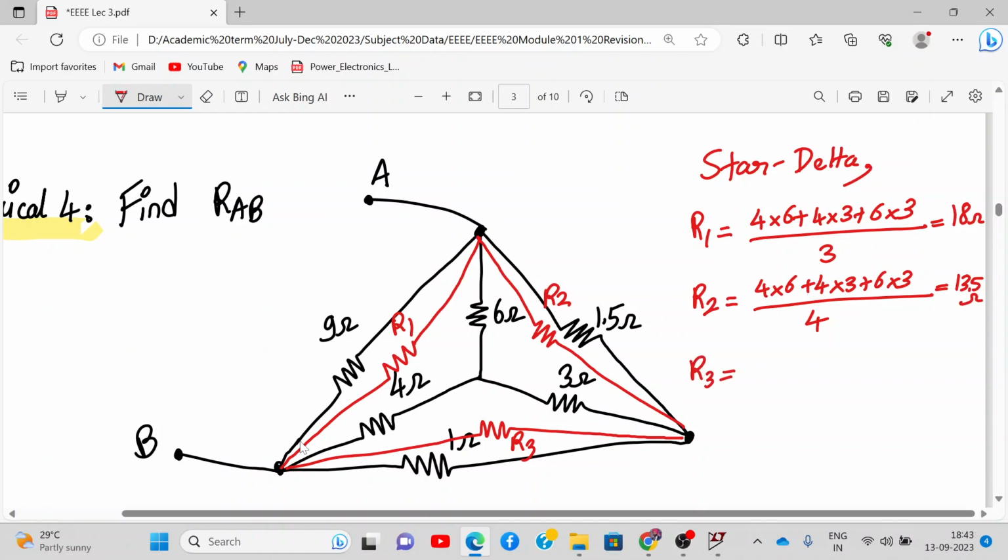Similarly, we will find R3. R3's opposite resistance is 6 ohms. So divided by 6. Numerator is the same for all three, and R3 comes out to be 9 ohm. Alright, so we got the values of the delta network, and now we need to connect the circuit. We need to connect the circuit without these resistances. So what are the resistances we'll disconnect? 4 ohm, 6 ohm, and 3 ohm.